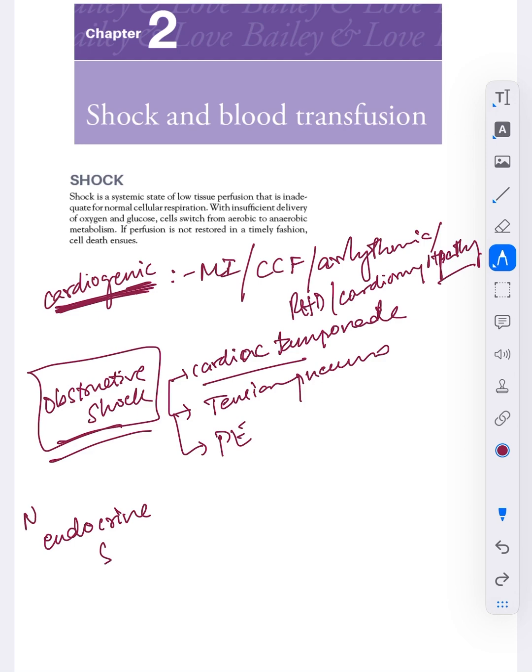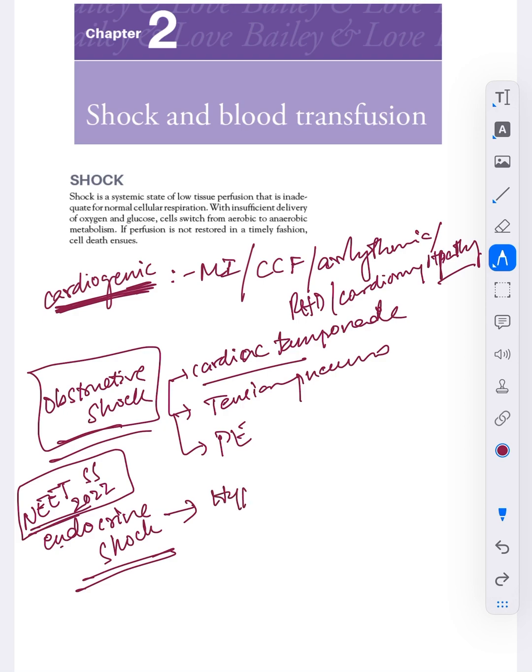This was NEET SS 2022, that is the exam that I gave. There was this question that what are the causes for this endocrine shock. So there are two important causes. Both hypo and hyperthyroidism can cause endocrine shock. Hyperthyroidism can cause endocrine shock, and the shock that is seen in hypothyroidism is almost similar to that of the cardiogenic shock, because there is bradycardia, decreased cardiac output, right?